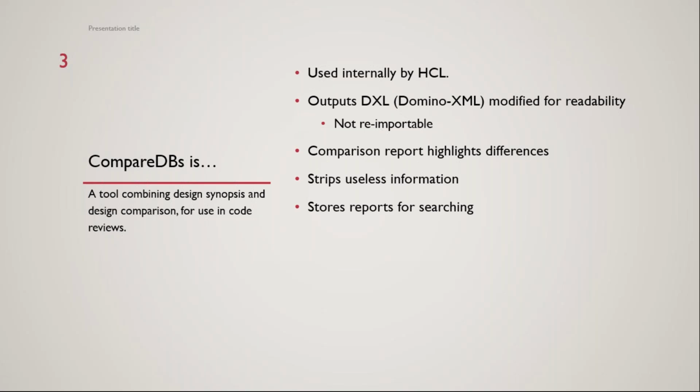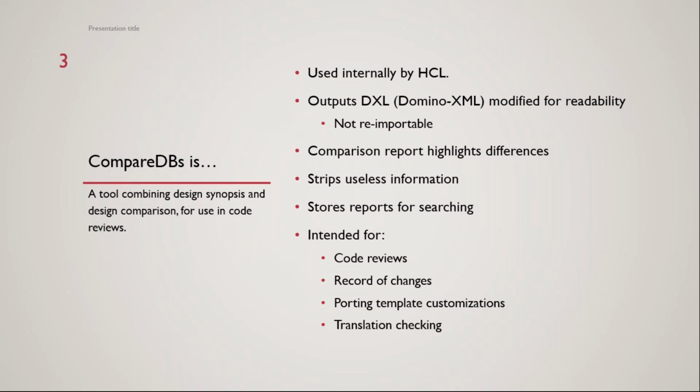So we're storing it in a Notes application, and you can do full text index on that and just search for your terms and find out where was this view name introduced, or when was this form changed, by searching for the form alias. So again, it's intended for doing code reviews, for having a record of changes. If you've got a template from HCL and you've customized it, and HCL does a new release and you need to see, okay, what's different between the new release and your changes so that you can port the customizations over to the new template, there's a special function for that.